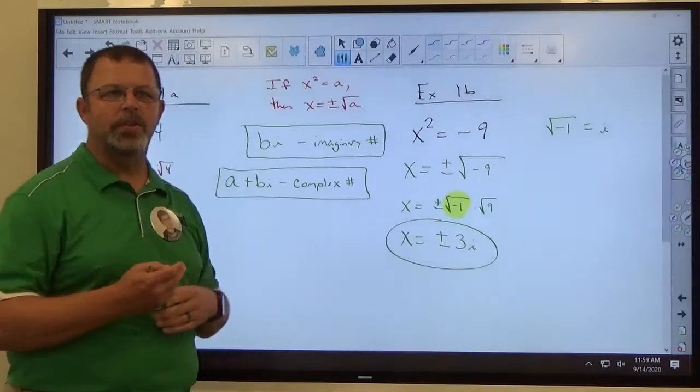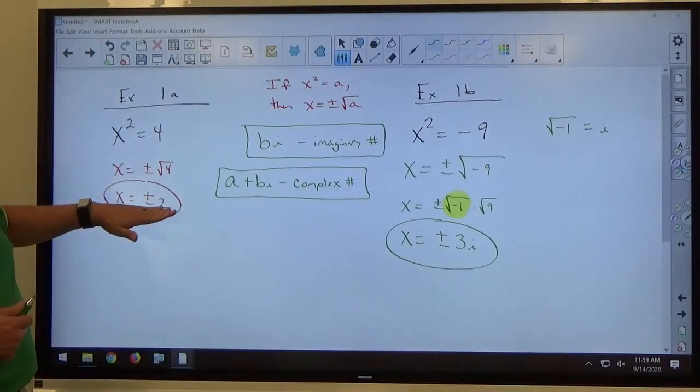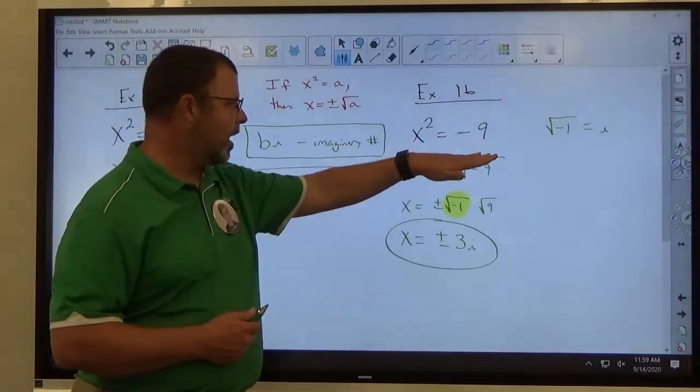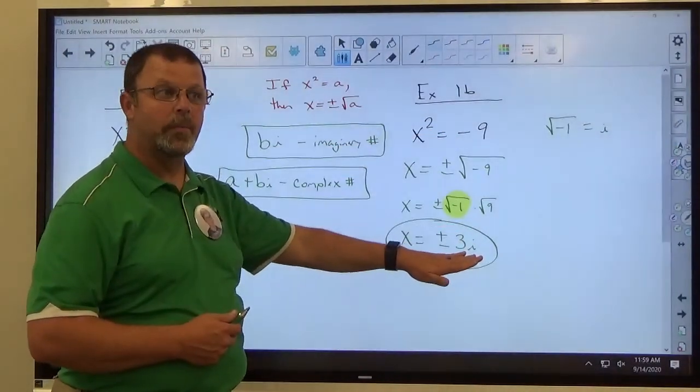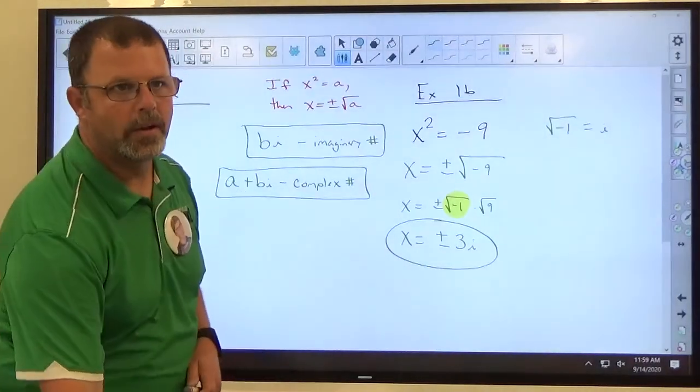And again, that's how you do these problems. If it's x squared equals positive, x equals plus or minus the square root of the positive number. If x squared equals negative, x equals plus or minus the square root of the number with an i attached to it. All right, and that's how you do those problems.